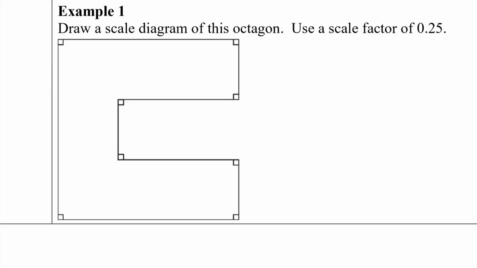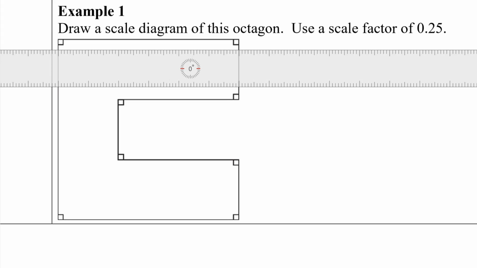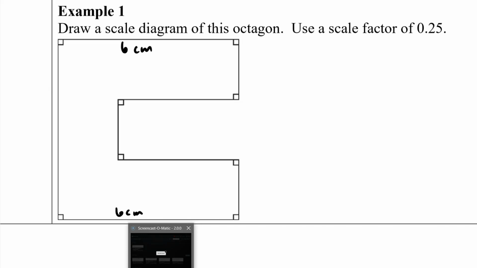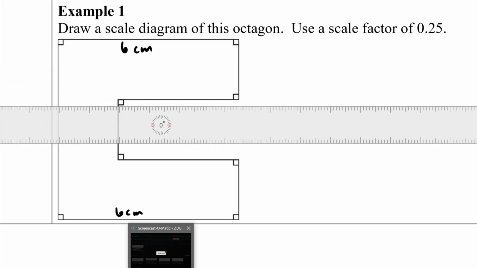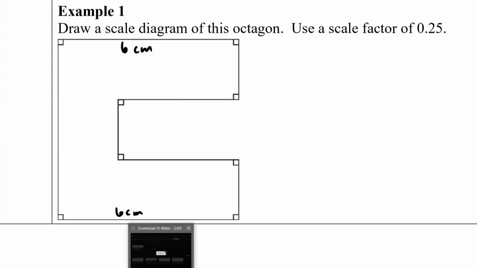So what we're supposed to do here is draw a scale diagram of it, and we need to use a scale factor of 0.25. Well, first things first, let's measure. So remember, each of the more significant ticks is 1. So I have 1, 2, 3, 4, 5, 6. So this side is going to be 6 centimeters, and same with this, 6 centimeters. This right here is going to be 1, 2, 3, 4. So that means that this is 4 centimeters and this is 4 centimeters.